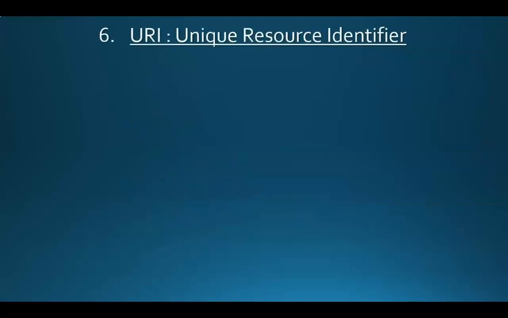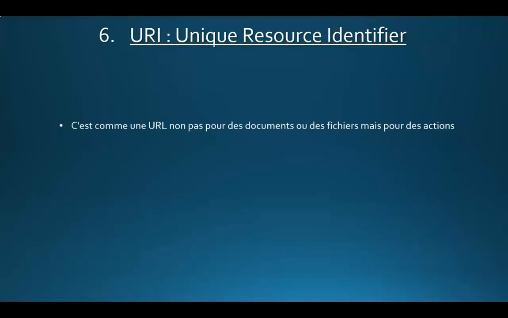Then the URI. So what is it? It's the unique resource identifier. In fact, it's like a URL. The only difference is that it won't be for documents or files, but for actions. So, for example, it will be of this type: scheme:action?argument. In a concrete example, it gives tel:911, or mailto:user@domain.com?subject=welcome.